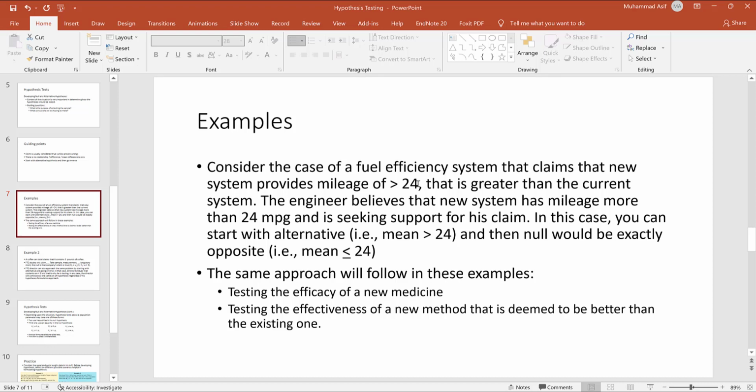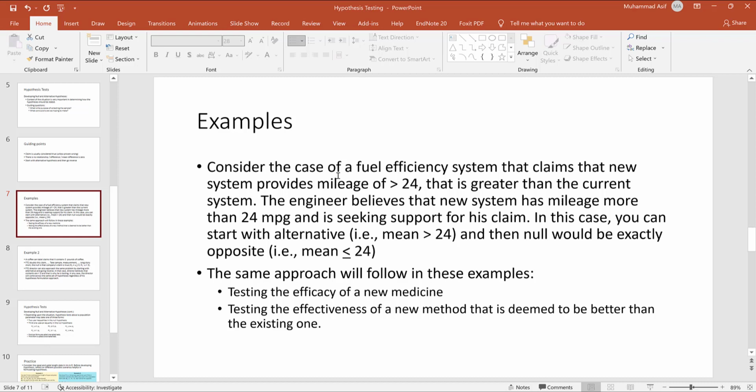For example, if a researcher starts with the alternative hypothesis and then goes reverse, in that case their alternative hypothesis would be that the mean efficiency of the new system is greater than 24, which means their belief, or the claim for which they are seeking empirical support. So that will become the alternative hypothesis, and then the null hypothesis would be exactly the opposite, which means that the efficiency of the new system is less than or equal to 24 miles per gallon.